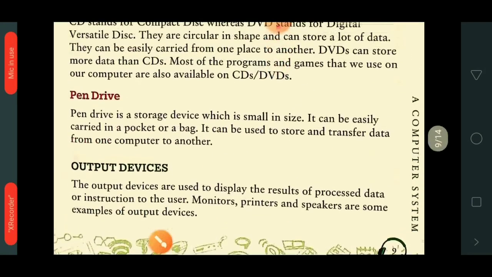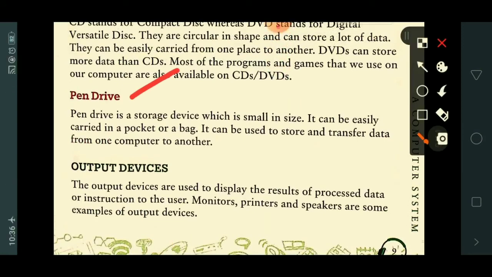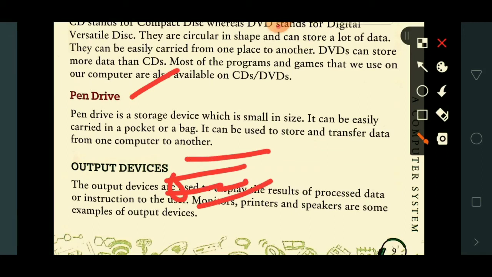Next we have the pen drive, the last storage device. A pen drive is a storage device which is small in size, very small. I already showed you the pen drive last year, right? It is a small device.